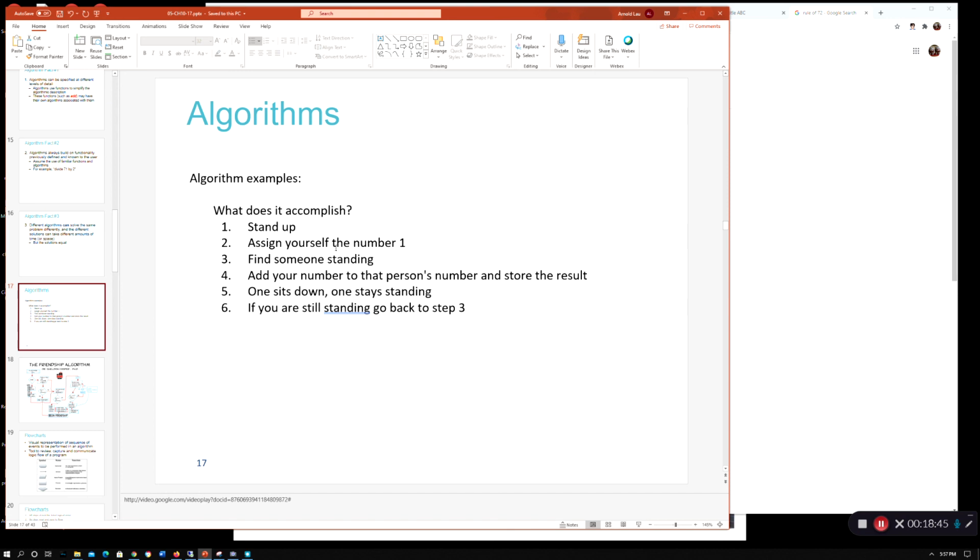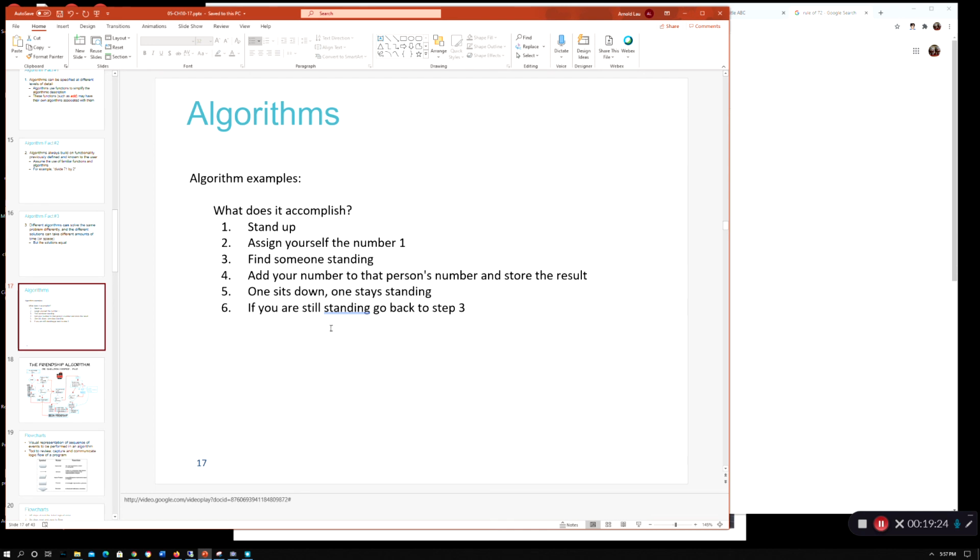But if you think through, what is this actually trying to do? Ultimately, everyone's going to be sitting down, or it'll be down to like 2 people or 1 person. Because everyone took the number 1 and you kept on adding and adding, what's really happening is you're accounting for the number of people in the room, okay? If that's not clear, just let me know later. We're counting all the people in the room by doing this. So that's one algorithm. That's one way to do it.